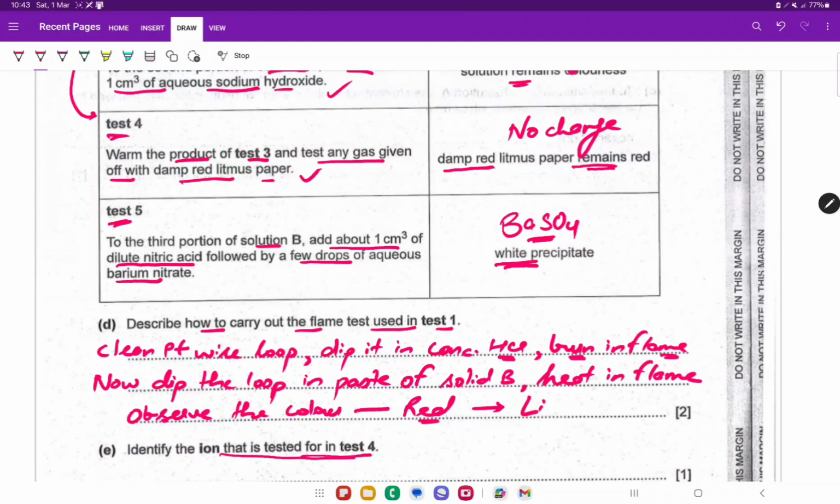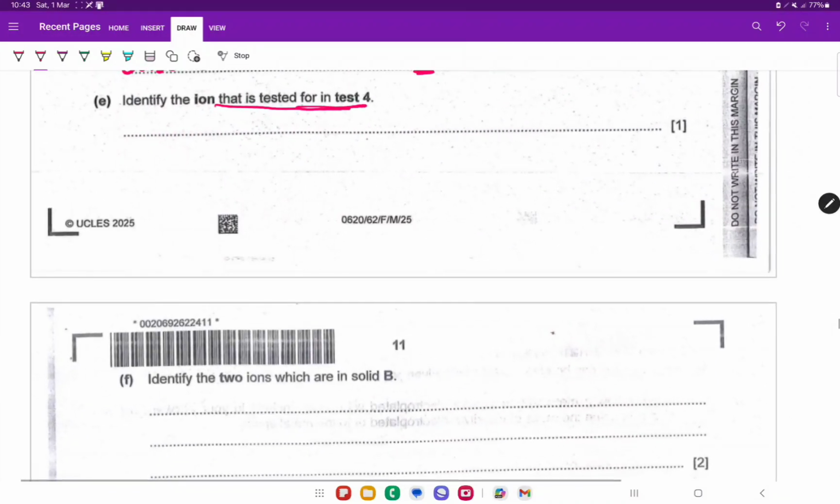Next is to identify the ion tested in test 4, as I explained to you. In test 4, we are testing with red litmus, which is for ammonia. So we are doing it for the ammonium ion. NH4 plus should be the answer for this.